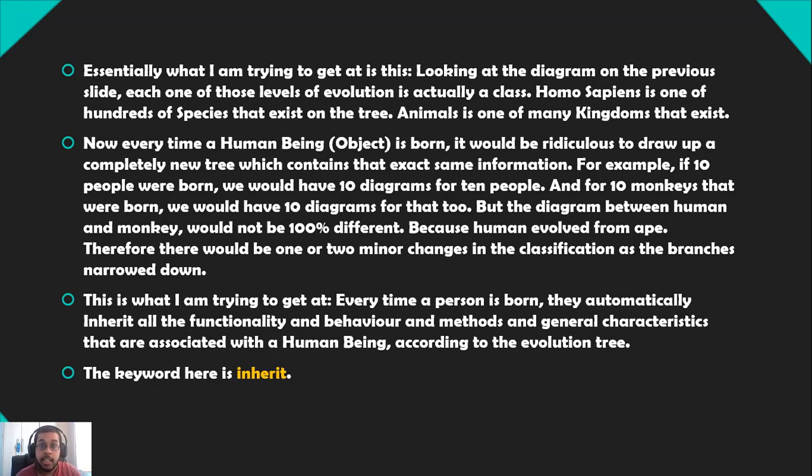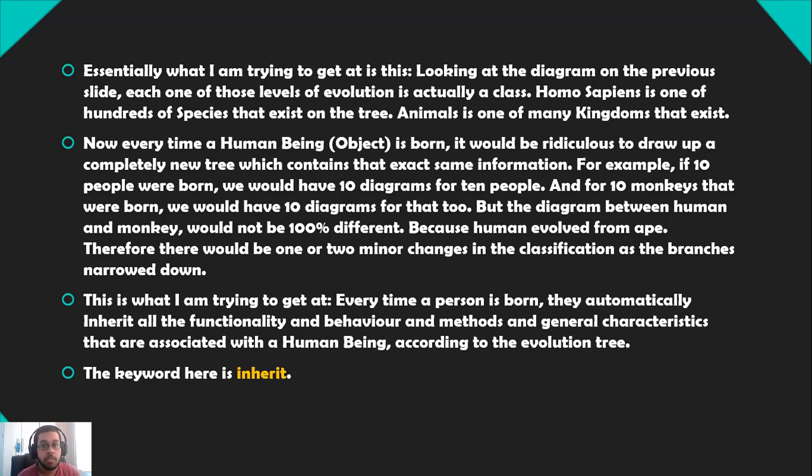Now, every time a human being object is born, it would be ridiculous to draw up a completely new tree which contains that exact same information. For example, if 10 people were born, we would have 10 diagrams for 10 people, and for 10 monkeys that were born, we would have 10 diagrams for that too. But the diagram between human and monkey would not be 100% different because human evolved from ape. Therefore, there would be one or two minor changes in the classification as the branches narrowed down.